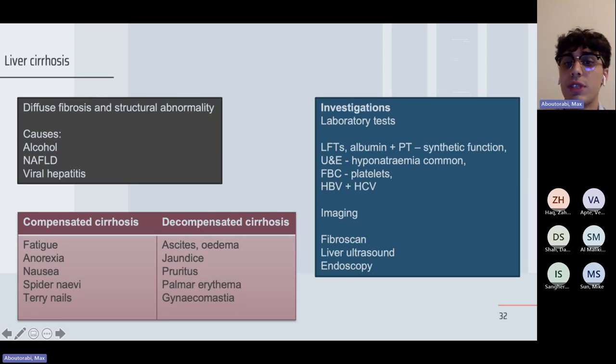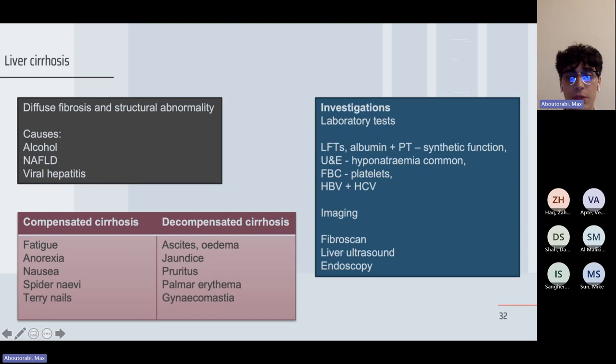You'd also want to get your normal bloods, so your U&Es and FBCs, so you can see things like decrease in platelets or hyponatremia. But I'd worry about those two less. And you also want to check for your Hep B and Hep C viral screens. Then in terms of imaging, you'd want to do a FibroScan to see the extent of the cirrhosis and fibrosis. And you'd also want to do a liver ultrasound, again to see the extent of the disease, but also monitor for any hepatocellular carcinomas. And finally, you'd want to do endoscopy. This is less so to do with the liver.